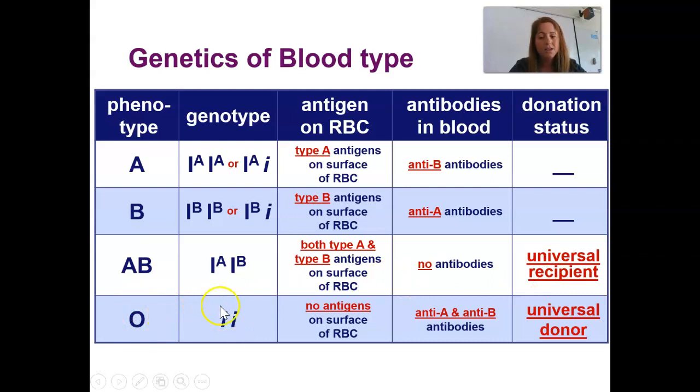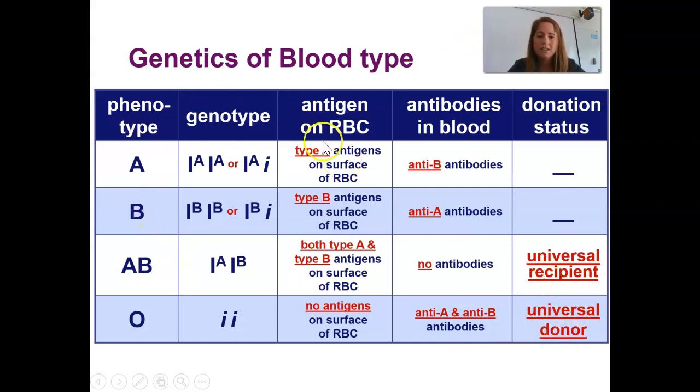In type O blood, you're recessive, and so you have 2 recessives. You have no antigens on the surface of your red blood cell, which means you're producing antibodies against both A and B antigens. That causes you to only be able to receive type O blood, but you could donate to anyone.